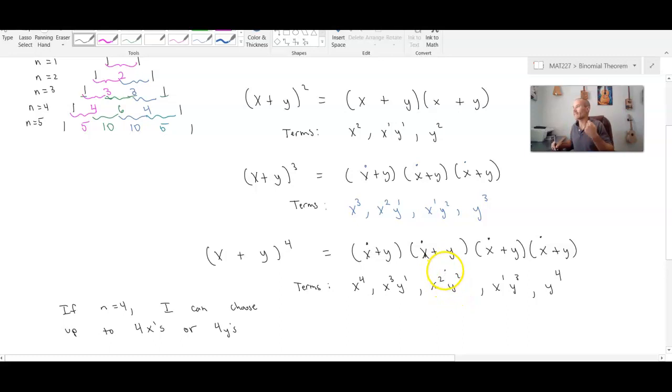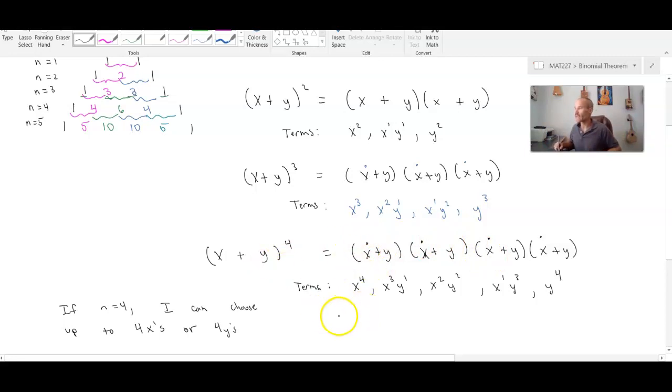Well, I want to figure out the number of ways that I can choose x's, right? Because I can get x cubed y by actually picking an x here, an x from here, an x from here, and a y from here, or I could pick a y from here, an x from here, an x from here, and an x from here. Because again, all of the terms are going to multiply every other term in each of the factors.